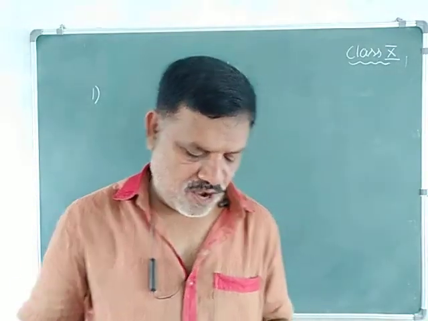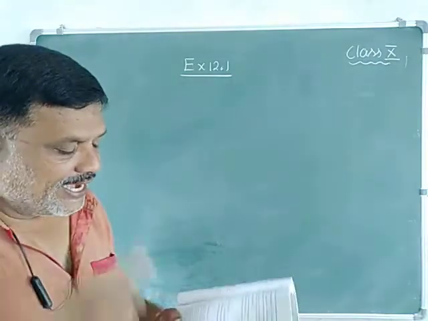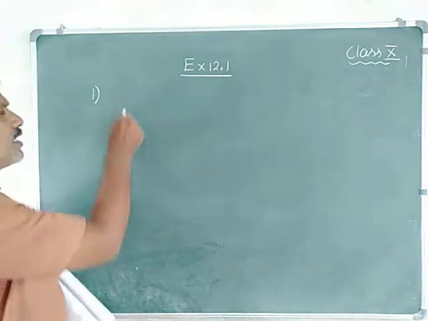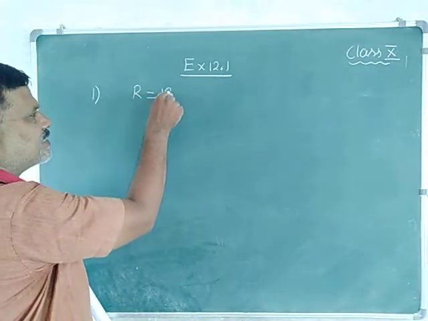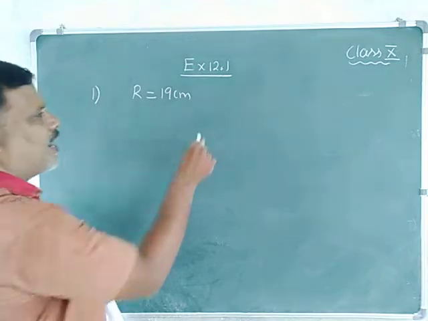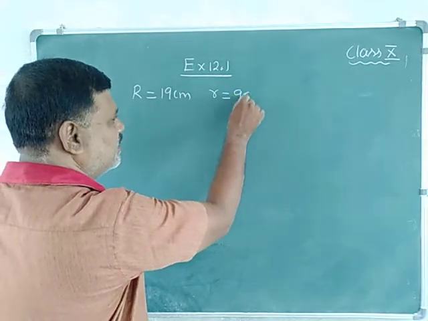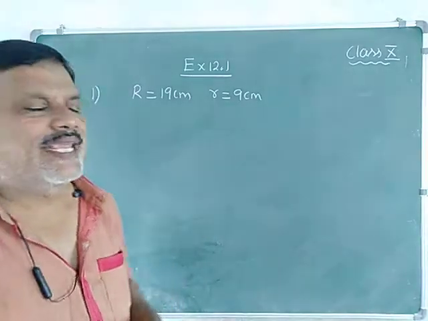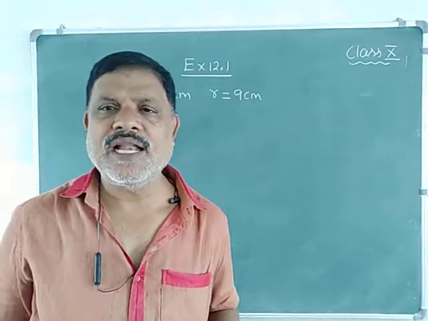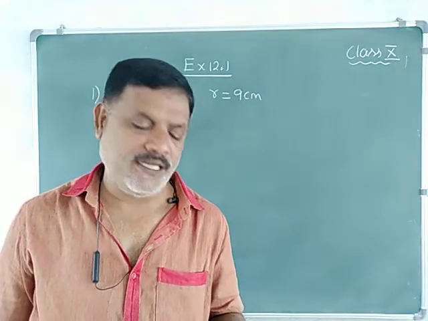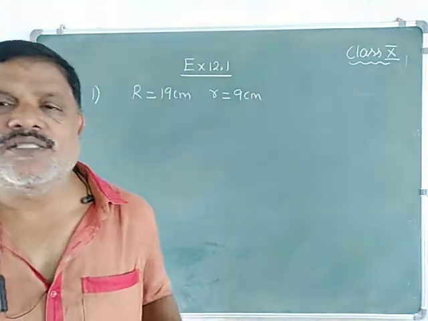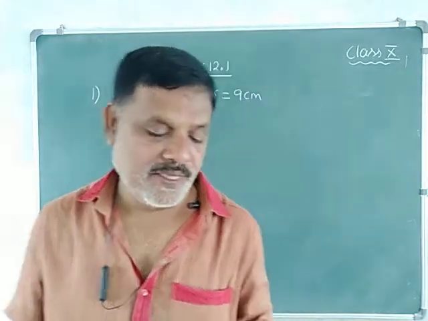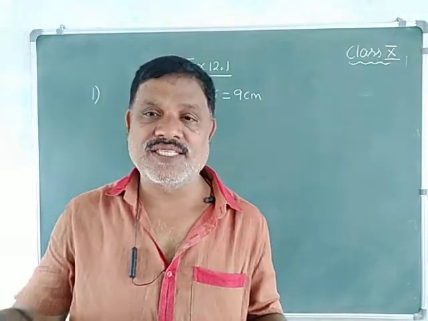The radii of two circles are 19 centimeter and 9 centimeter. Whenever we have two circles, the radius of the bigger circle is taken as capital R, and the radius of the smaller circle is taken as small r. So what is given here? Capital R equal to 19 centimeter and small r equal to 9 centimeter. Find the radius of the circle.